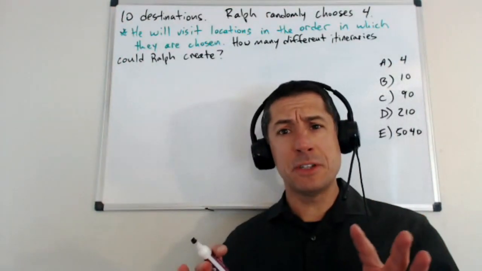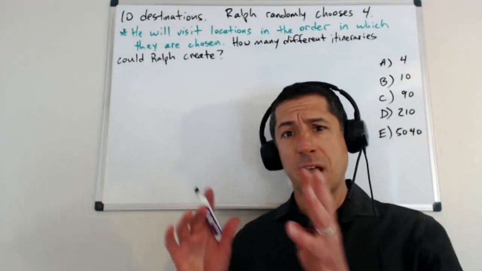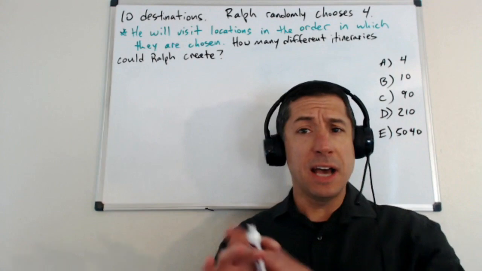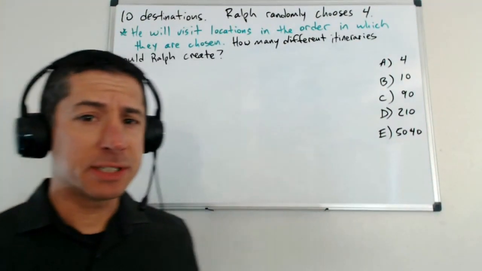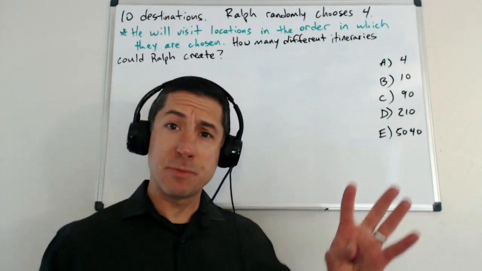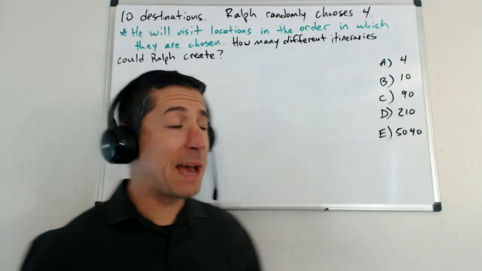And by the way, don't worry about the jargon. Permutation is when order matters. Combination is when it doesn't matter. I don't care if you know those terms at all. Some people really like to reference them. It helps them keep track of what's going on. If it doesn't help you, purge them from your brain. As long as you can track what's going on, I'm happy.